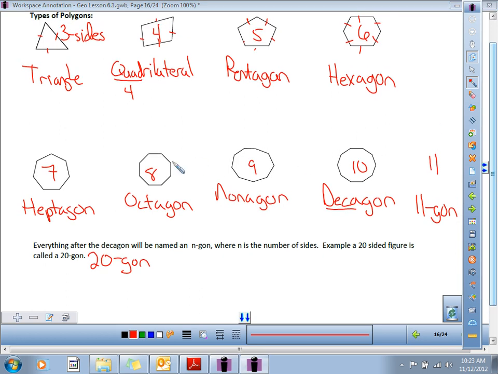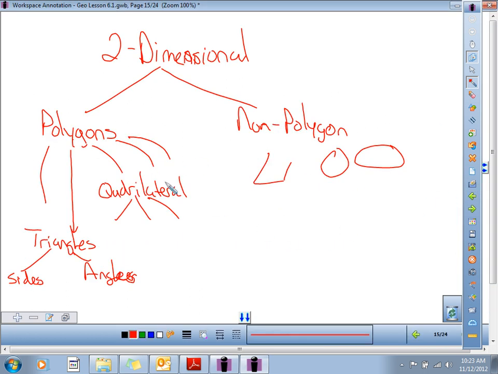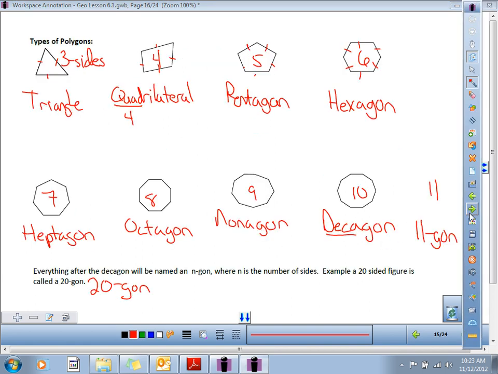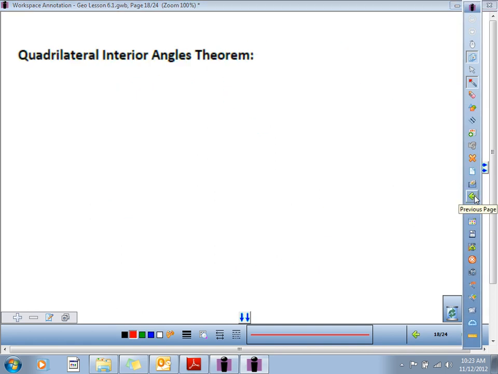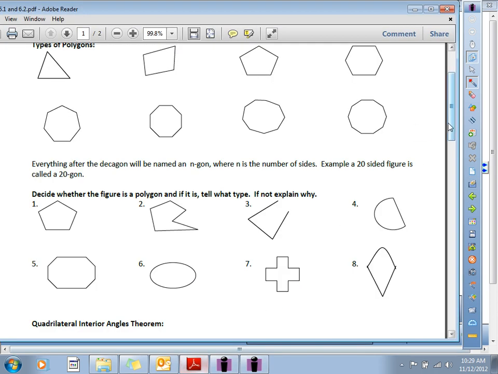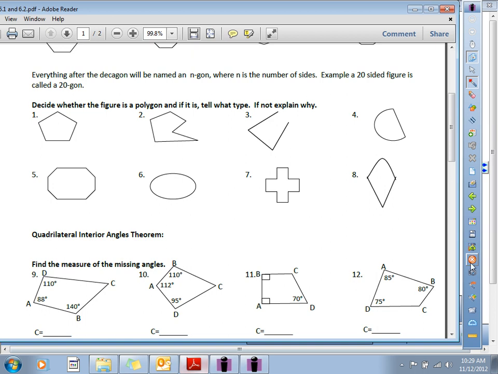So now we have more specific types of polygons. And again, like our branches, you can see our tree. It's polygons, we went triangles, and we went more specific. Quadrilaterals, more specific. We could get into pentagons, hexagons, all that, and look at more and more specific types. Right?